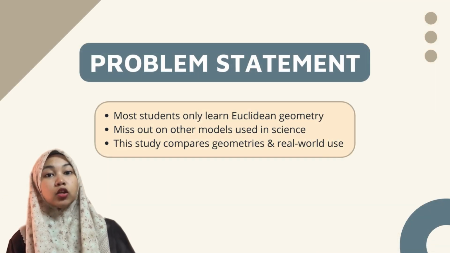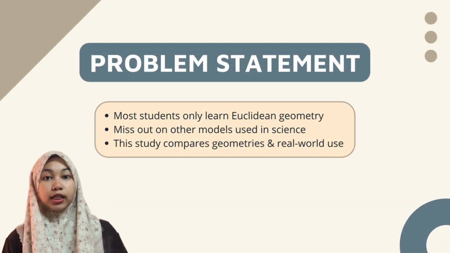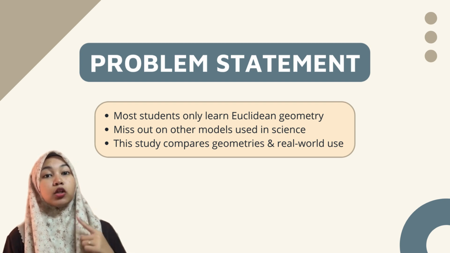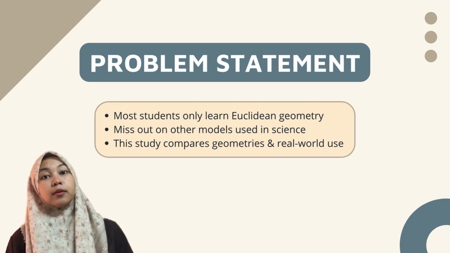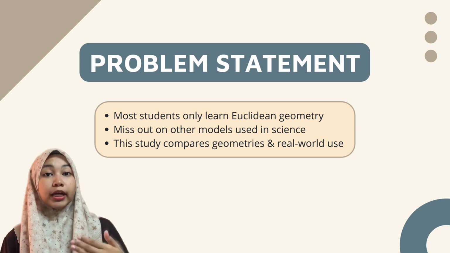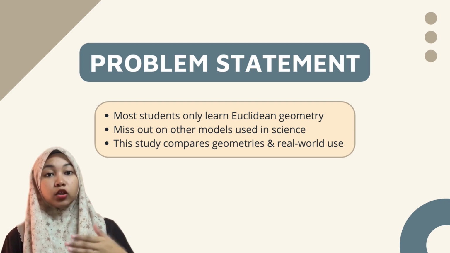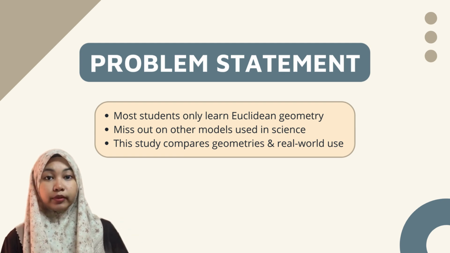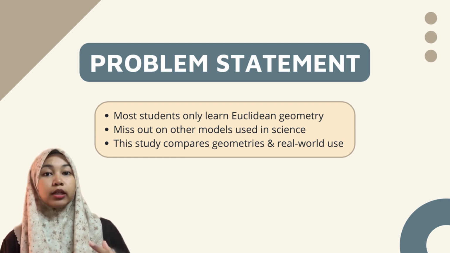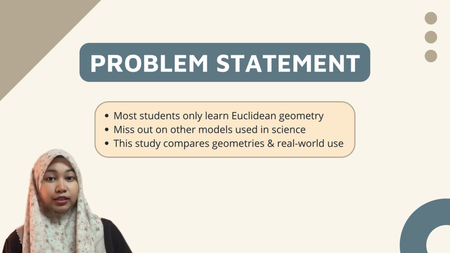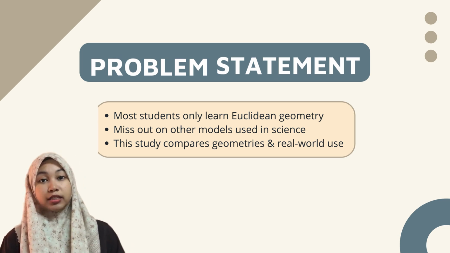Even though non-Euclidean geometries are used in science today, most students still only learn about Euclidean geometry. This can make it hard to understand newer ideas in physics or technology. So in this study, we will compare Euclidean, hyperbolic, and elliptic geometries and show how they relate to real-life fields like navigation and space science.